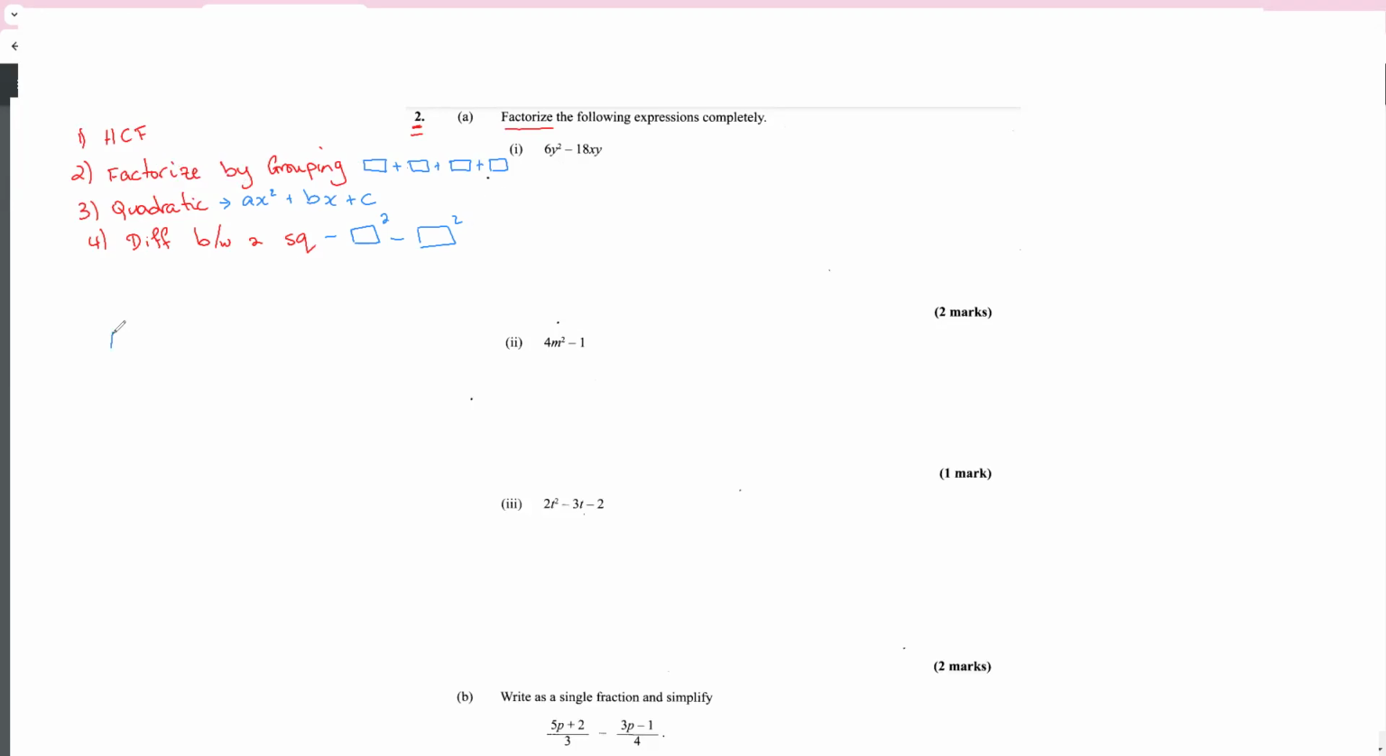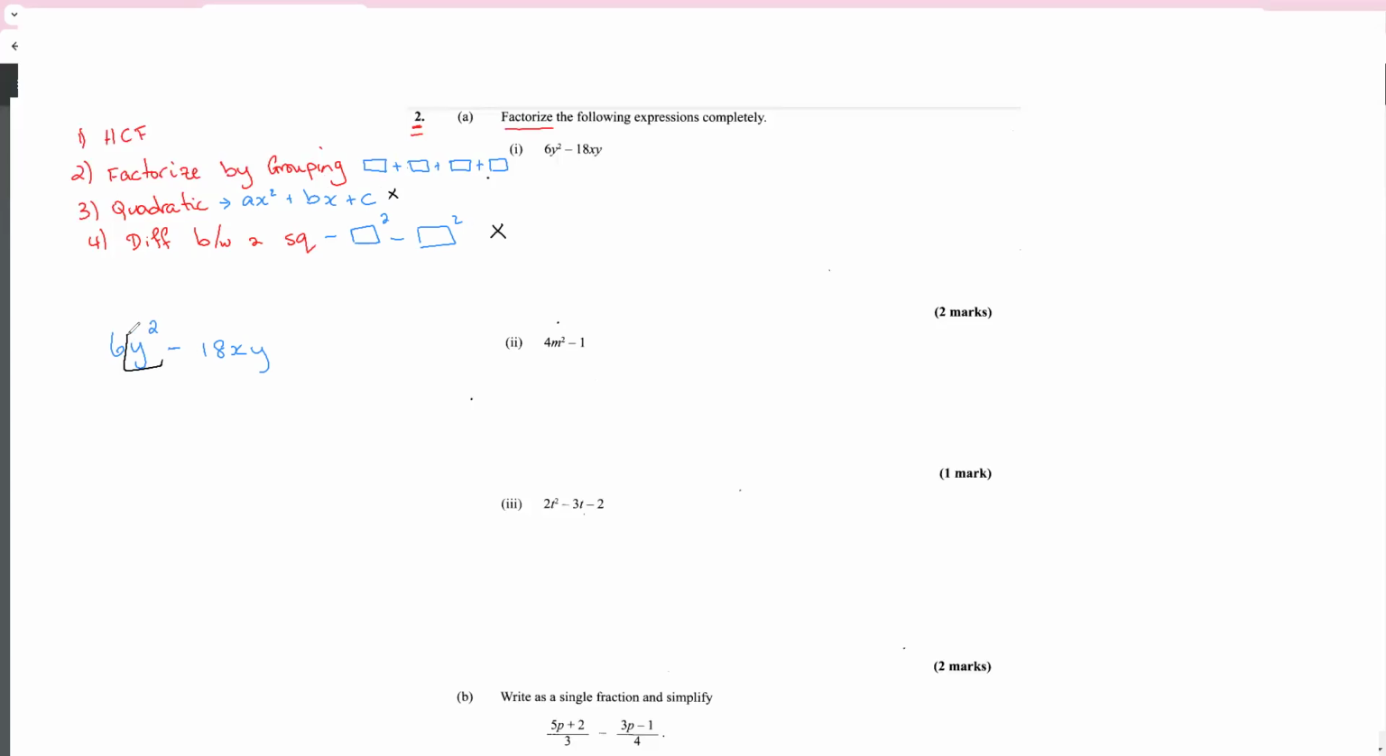So let's look at the first one. They gave you 6y squared minus 18xy. So when you look at it, 6 is not a perfect square. Neither is this a perfect square. So you know, although it's a subtraction, it is not a difference between two squares. It is not in the form of ax squared plus bx plus c.